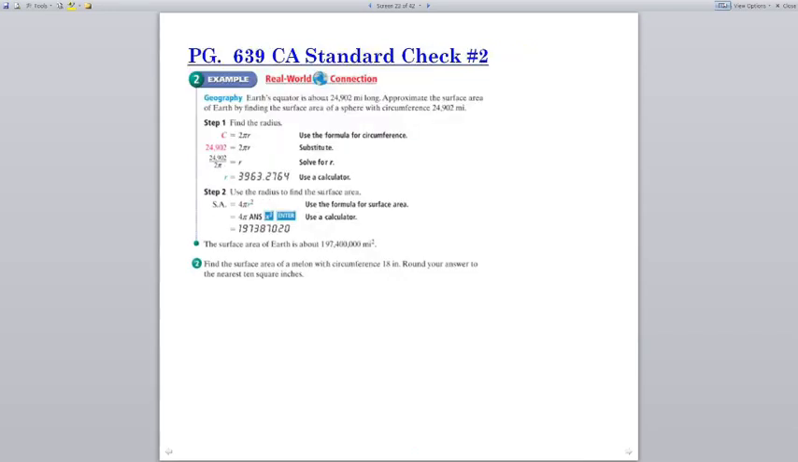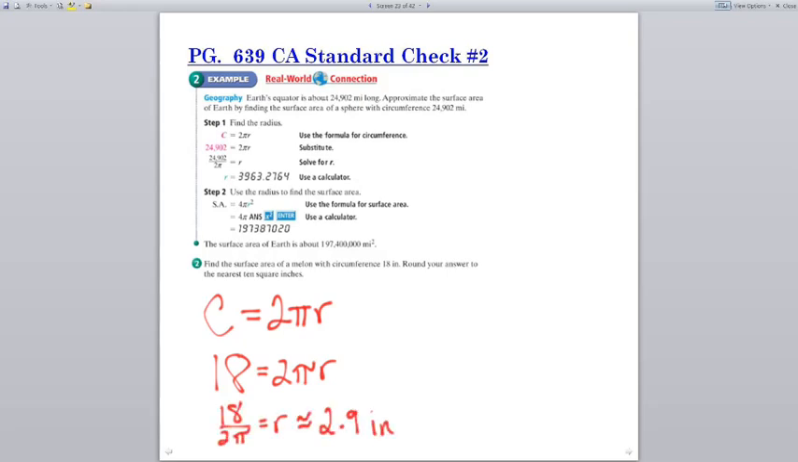we need to find the surface area given a circumference. Well, it means we have to find the radius. I know the circumference is 18 inches, which is 2 pi r. Divide that by 2 pi, and I get around 2.9 inches. And I can round that differently if I want.